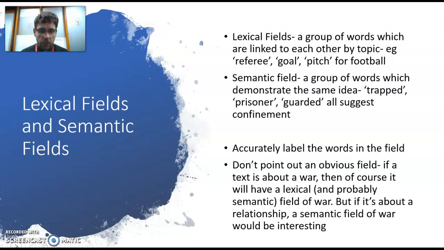And the other thing to avoid, don't point out an obvious field. So, for example, if a text is about a war, then obviously you'll have a lexical field and probably a semantic field of war. If it's a news story about a war, you're going to get words like shots, guns, army. Of course you are. And so I wouldn't bother labelling that, because of course it's got that lexical field, because that's what it's about. But if it's about a relationship and you get a semantic field of war, that would be interesting. If you describe two people in a relationship as though they were going into battle or as though they were firing words at each other, that would be one to talk about.